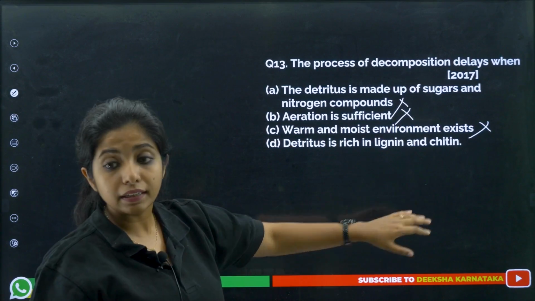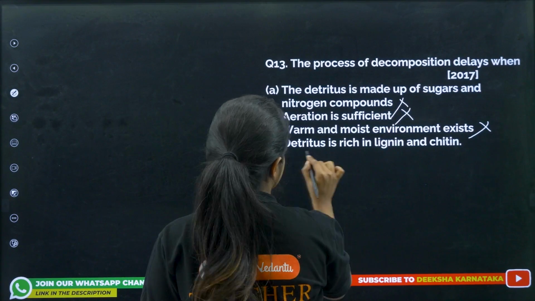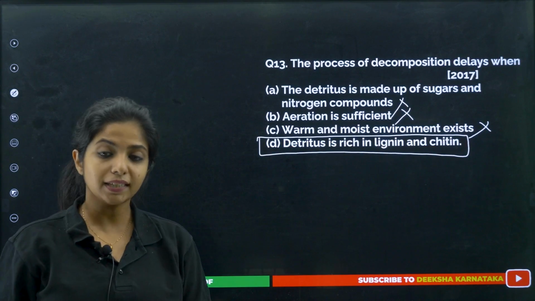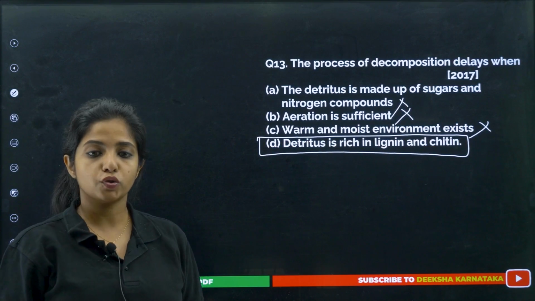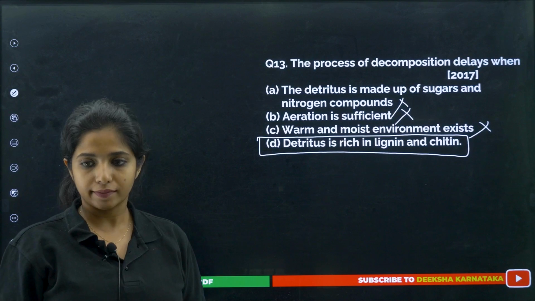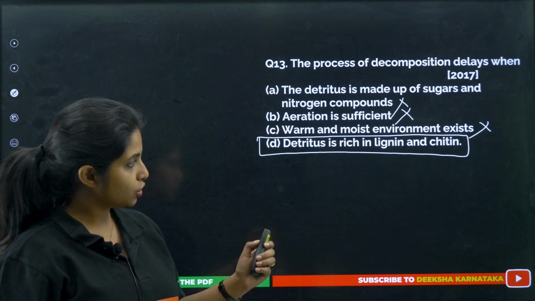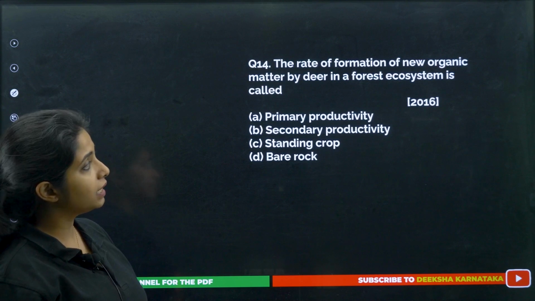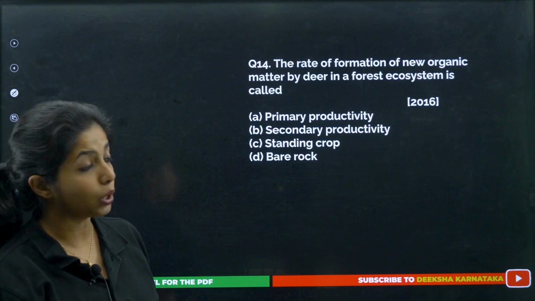Detritus is rich in lignin and chitin. This is something that would be delaying the process of decomposition. Next, the rate of formation of new organic matter by deer in a forest ecosystem is called?